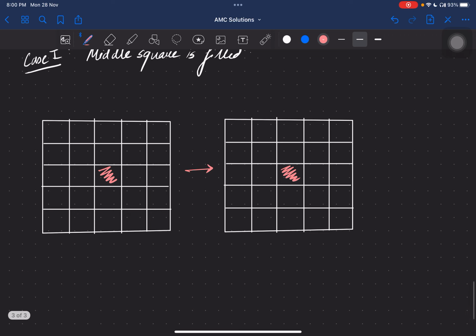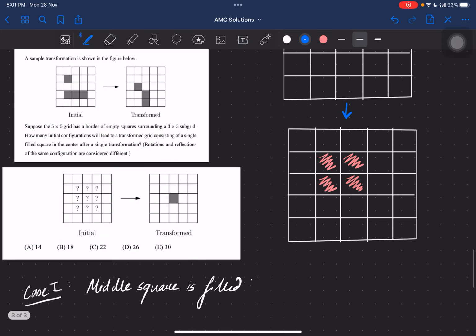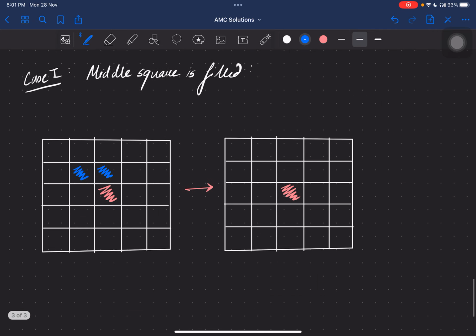Okay, I will now use a different color to differentiate it. Let us see, can we have adjacent ones? We can't, because we saw in this transformation that if we have 2 adjacent blocks along with this one, it remains filled. So we can't have adjacent ones. Okay, let us use this one. Now let us see, can we have this?